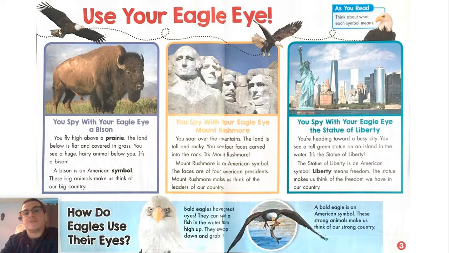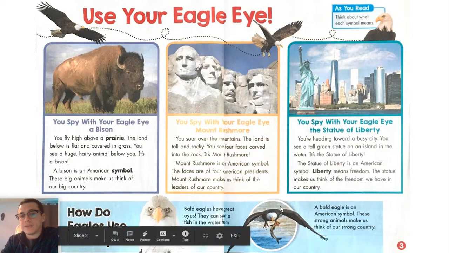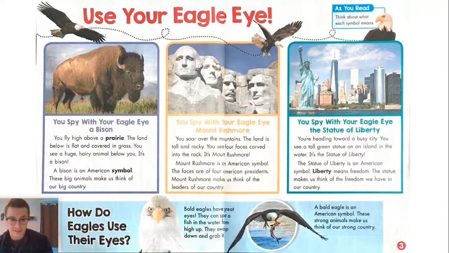I see an eagle flying up here, but it's not a part of this photograph. So I'm probably not going to look in here either. And the same over here. We see an eagle or a couple of eagles up here, but not in the photograph. Down here, I see a photograph of an eagle with a fish in its claws. So let's see if this section will tell us why it's important for eagles to have great eyes.